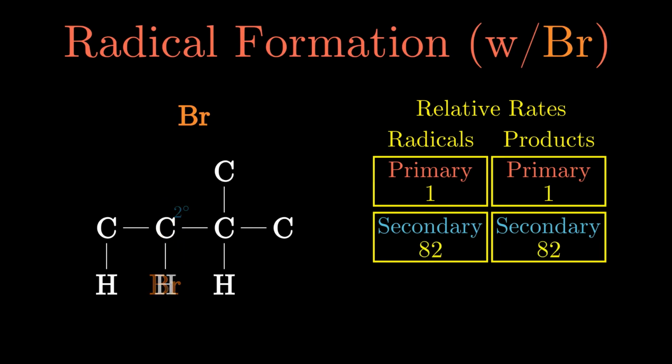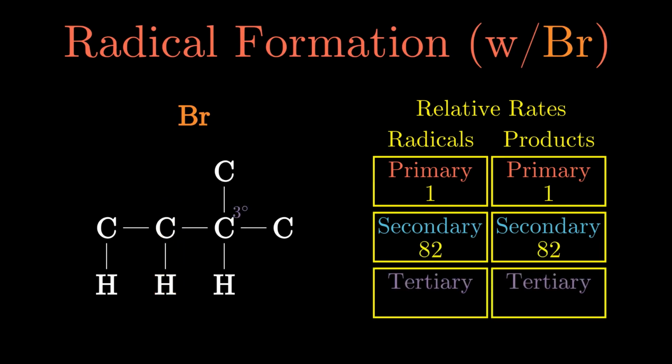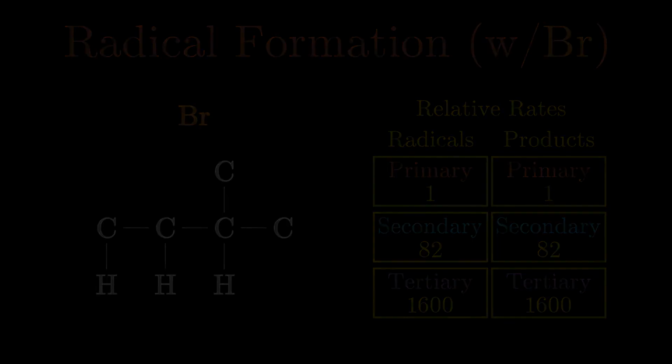Finally, tertiary radicals, being the most stable, are produced at the highest rate of 1,600 times that of the primary. Bromine, which is less reactive than chlorine, is much more selective about which radical, and therefore which product, it forms, and we can see this with the potential distribution heavily favoring tertiary.